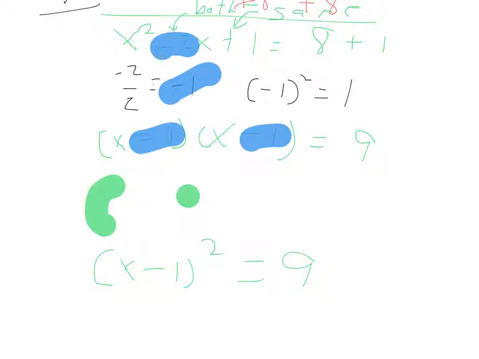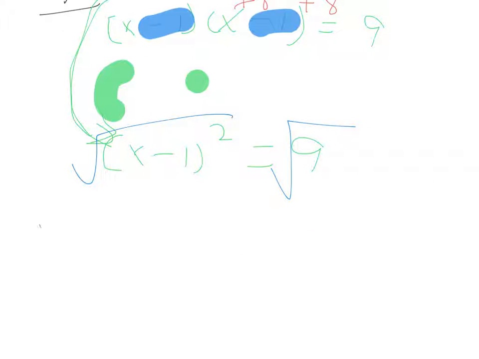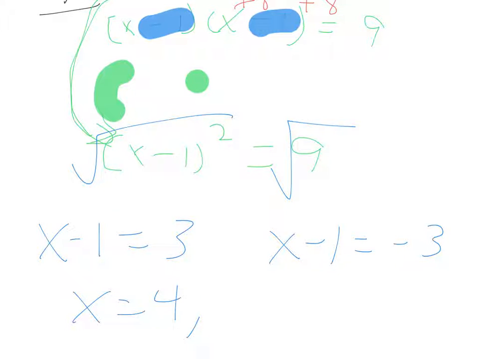So, if you want to know a shortcut, after you take the number in front of x originally and cut it in half, you can just write your perfect square here, x, and then whatever number you get, put it in there, and then square it. So x minus 1 squared is equal to 9. From here, you take the square root of both sides. That tells you that x minus 1 is equal to positive 3, and x minus 1 equals negative 3. If you solve for x, you get 4 and negative 2.